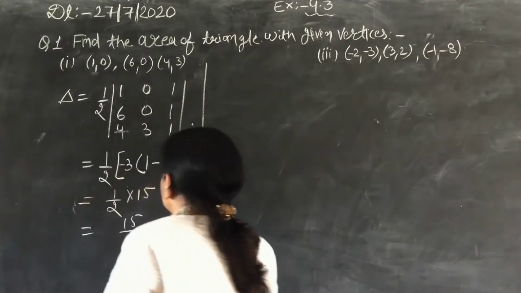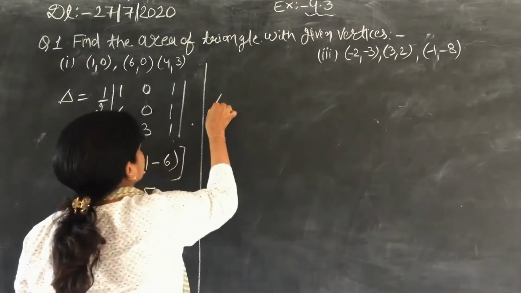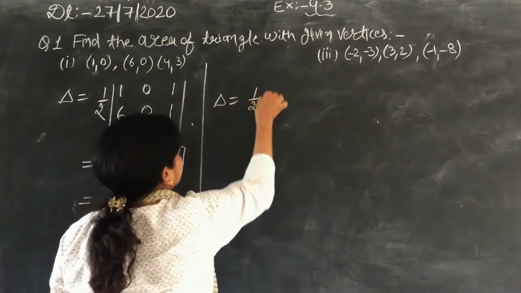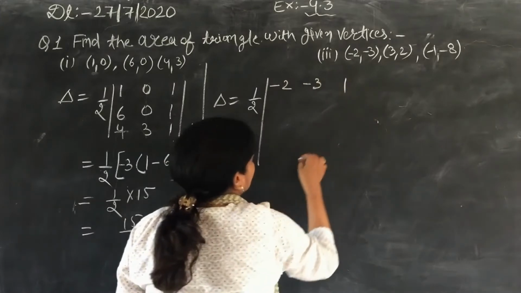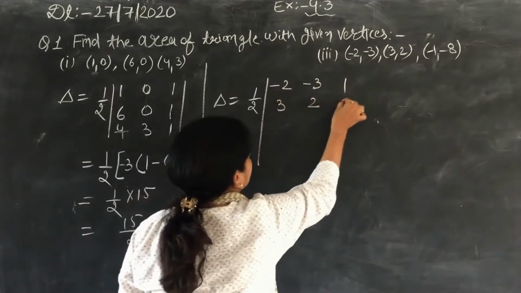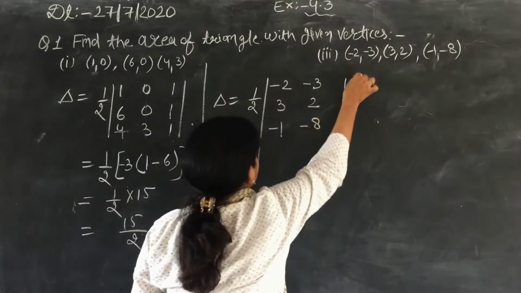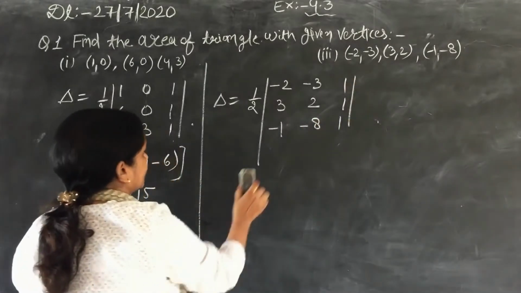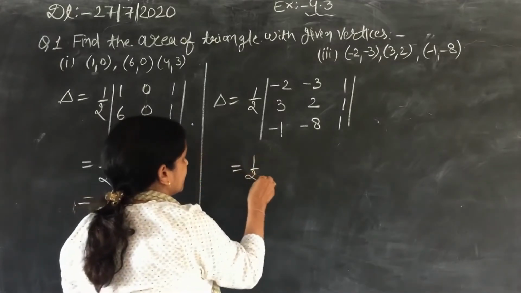For the next question students, same method apply here. Area of triangle 1 by 2, with rows minus 2, minus 3, 1; 3, 2, 1; minus 1, minus 8, 1. Okay. And now solve it. 1 by 2.